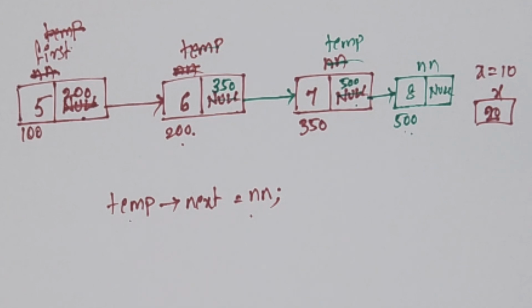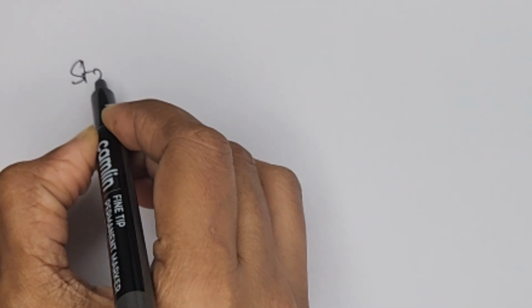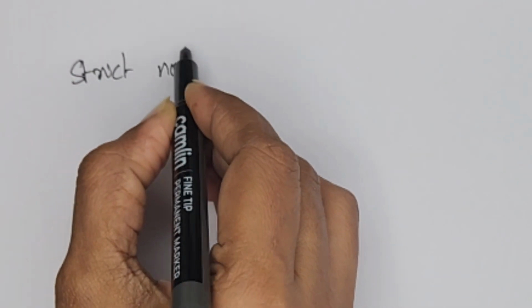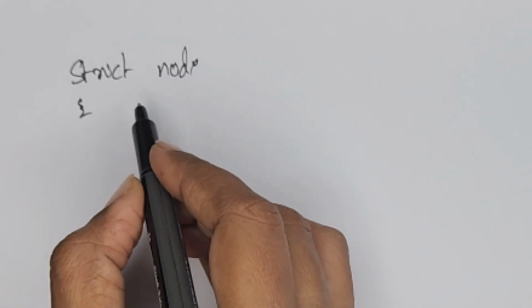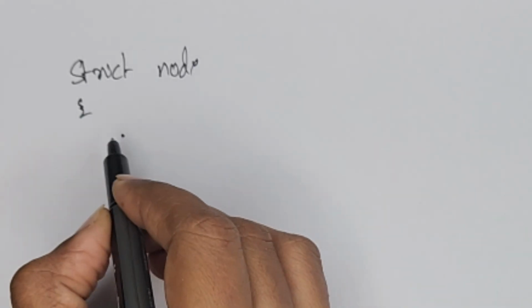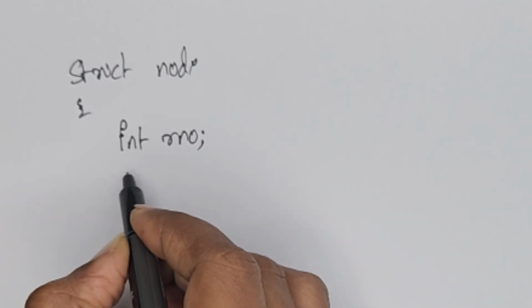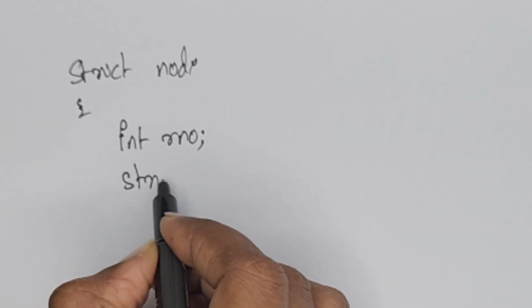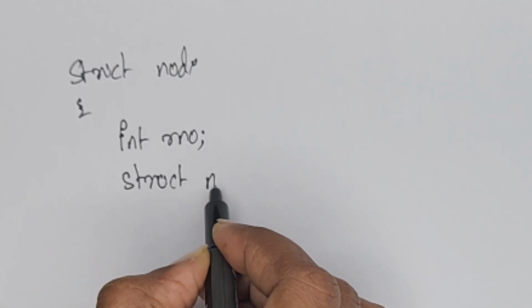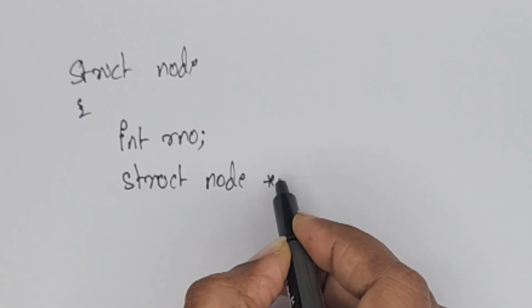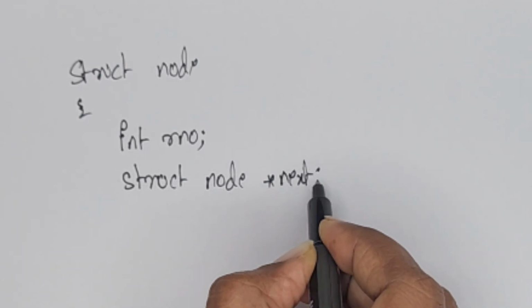We'll see the code also. First, we have to declare one structure, struct node, and members. So what are the members? We are storing only roll number and pointer variable. Roll number is integer, and the pointer variable is structure type: struct node pointer variable, next.